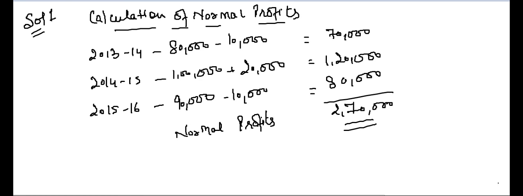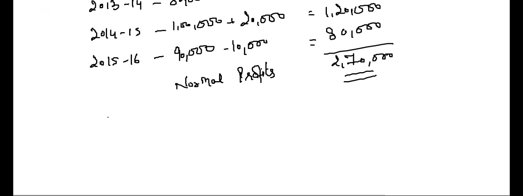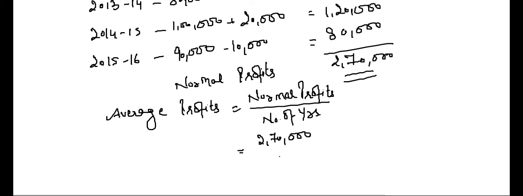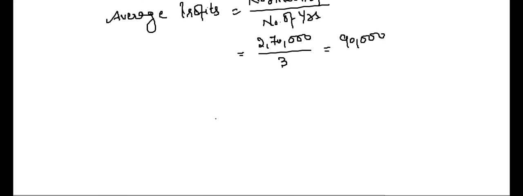Now we'll take the average of these normal profits. Average profits is equal to normal profits divided by number of years. What are normal profits? 2,70,000 divided by 3. This comes to 90,000. So what will be the goodwill?